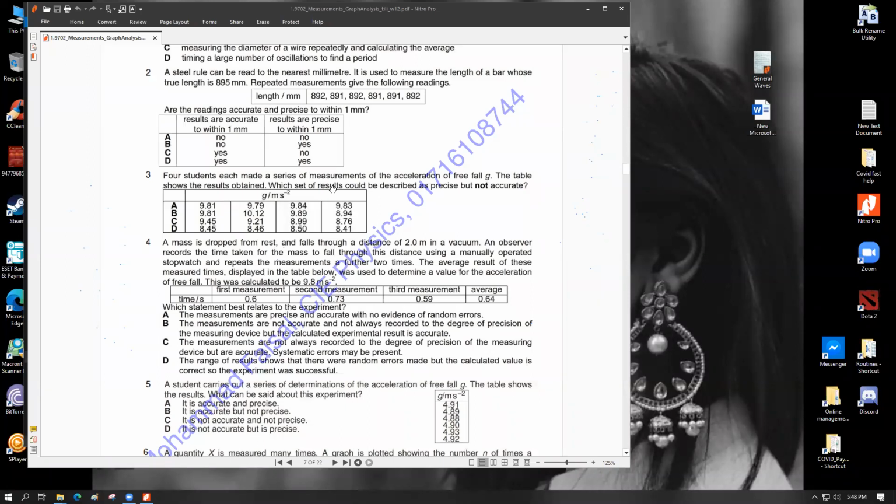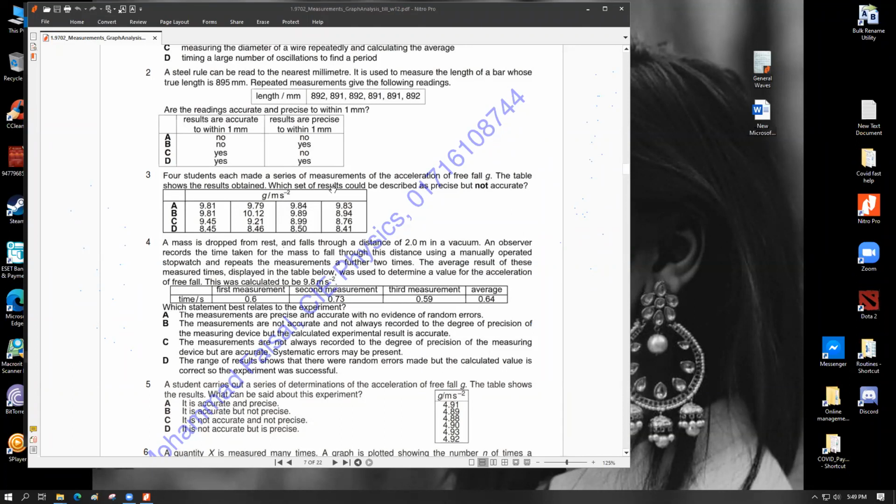B says the measurements are not accurate and not always recorded to the degree of precision of the measuring device, but the calculated experimental result is accurate. Well, this is okay, because the measurements individually are not accurate, because each individual measurement did not show us a single value that on its own could give us the value of 9.8 meters per second squared. You can see there's a lot of variation. So each reading was not accurate.